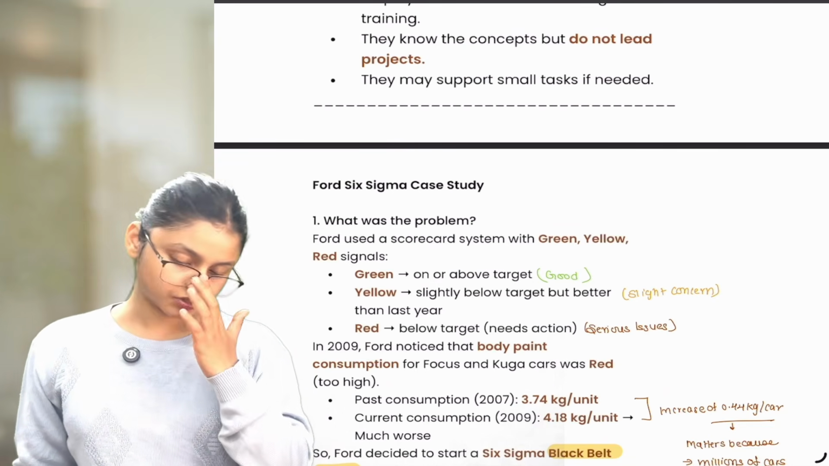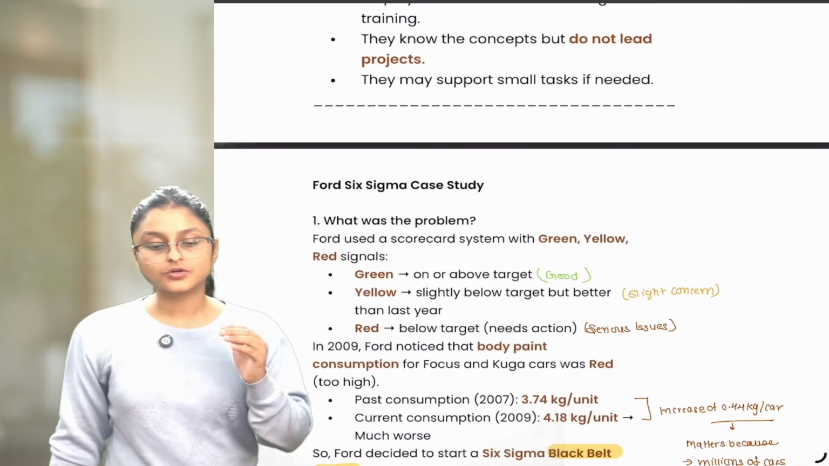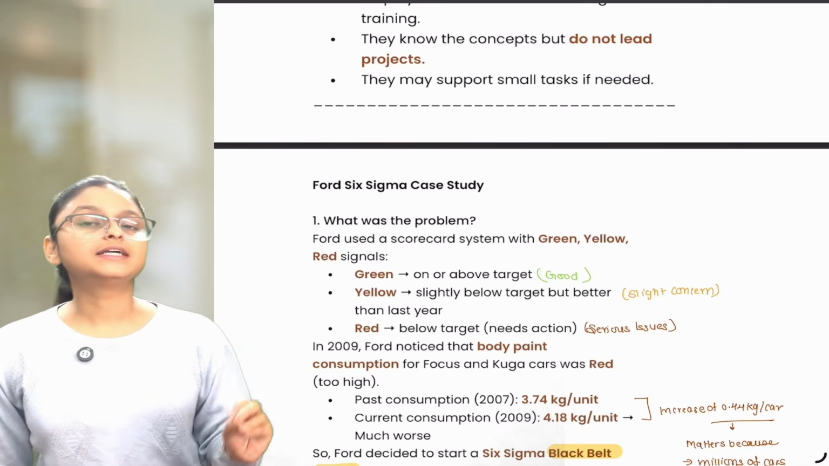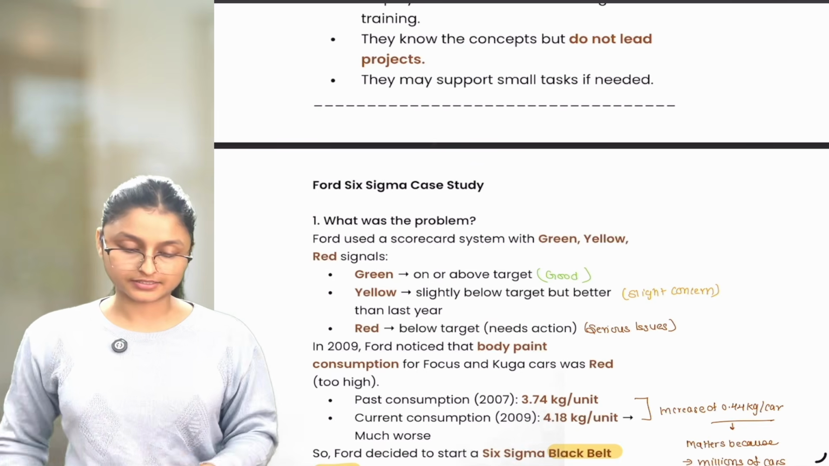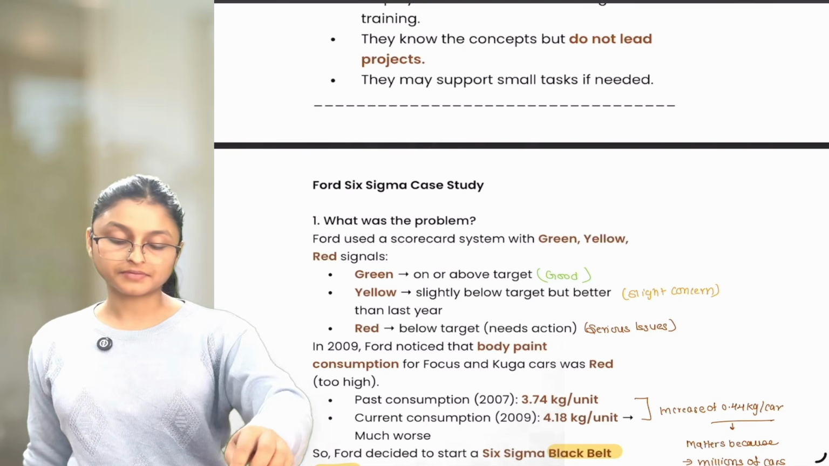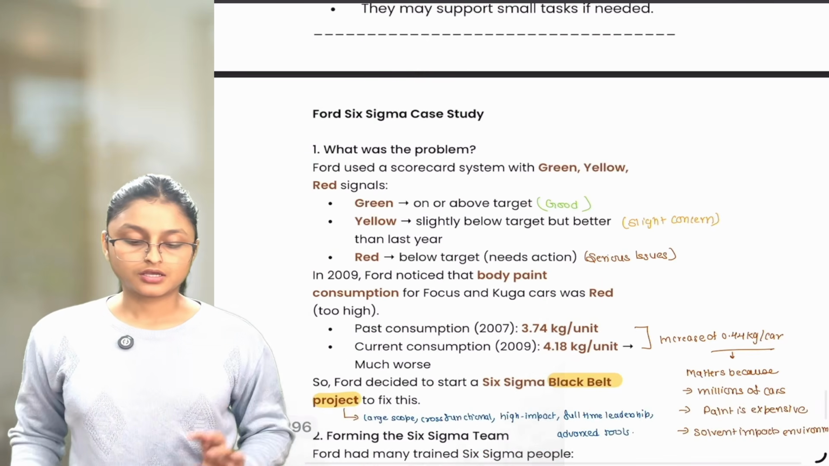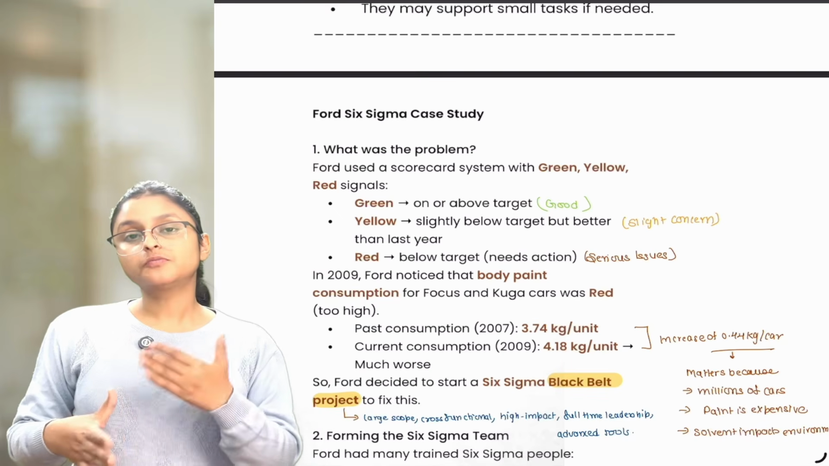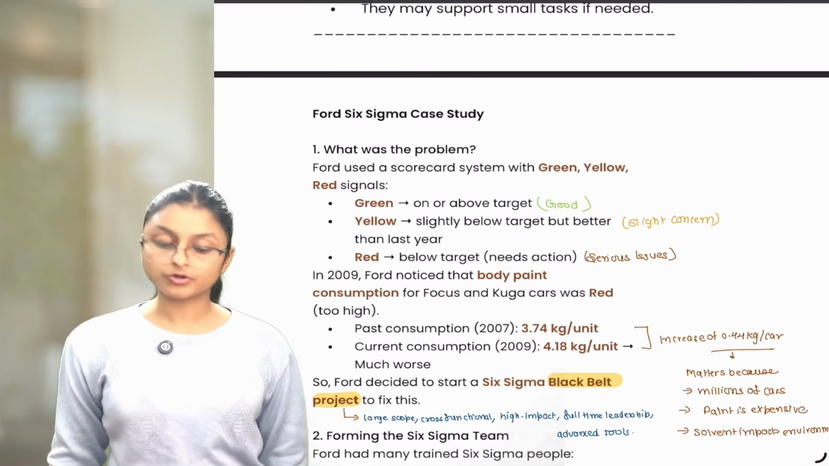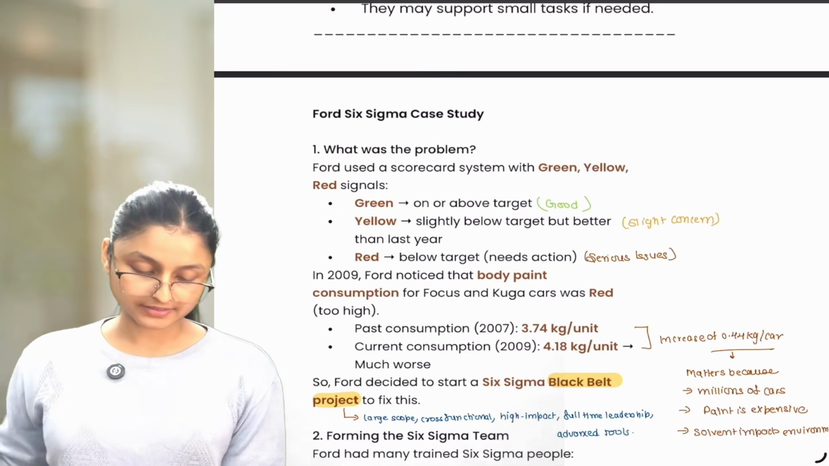Next, now we have a case study to understand how DMAIC can actually be applied in an organization. So Ford applied Six Sigma in their organization. How they applied it, or for what purpose, let's just understand that. What was the problem for which they wanted to apply Six Sigma?